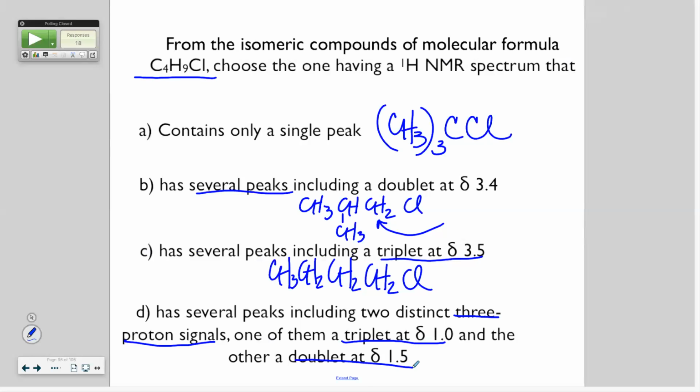Why is this one a little farther downfield than that one? It's closer to the chlorine. Remember, the effect drops off with distance. Okay, so this is the bottom one. Let's see if I can write it on here. So it'll be on your slides.